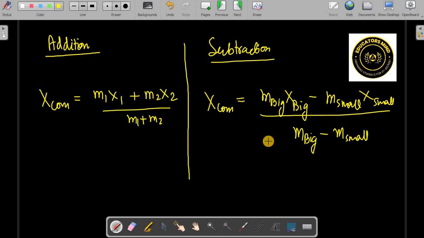With these formulas you will be able to work out questions on center of mass concepts, right? The center of mass concept problems we will see in previous year questions, right?